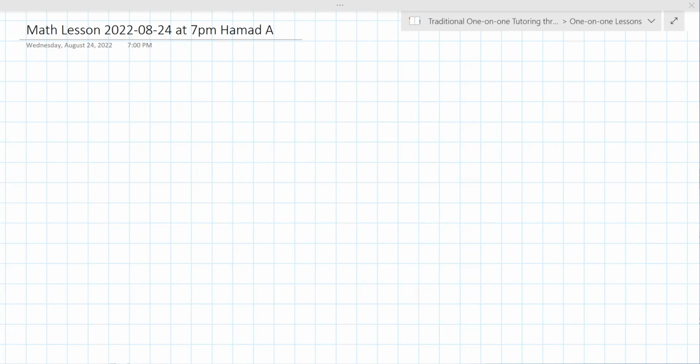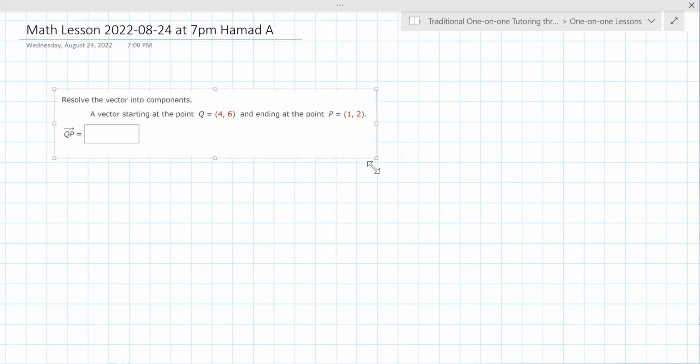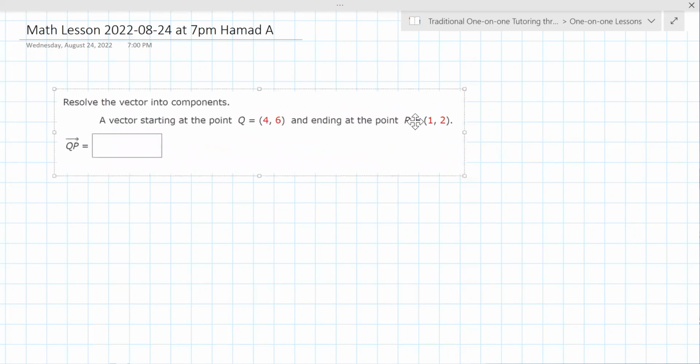In and we'll work through them. All right. If you need me to do a problem like the one that we're doing, just let me know, but we'll do this. So it says resolve the vector into components. A vector starting at the point Q equals 4, 6 and ending at the point 1, 2.